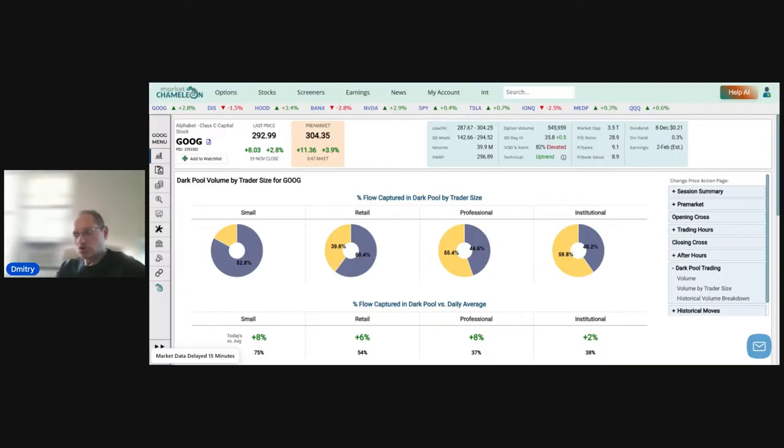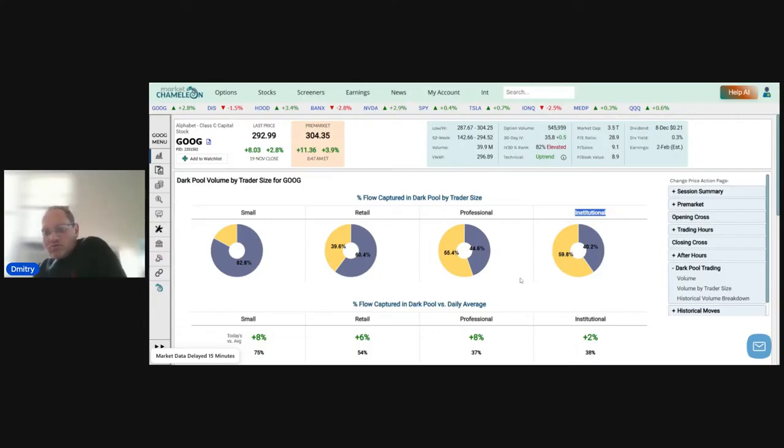If it's a small trade, we'll put it in the small bucket. If it's a retail size trade, not exactly very small, but still in that area where we define retail trades, they'll come in here. The more professional size trades or institutional size trades are over here. So we have these four buckets and the breakdown of the volume.